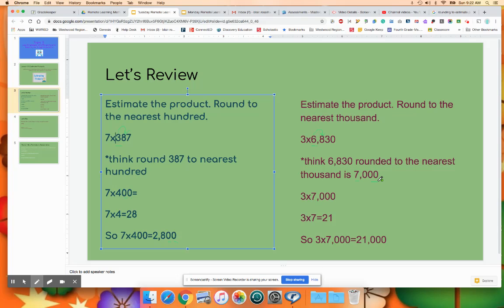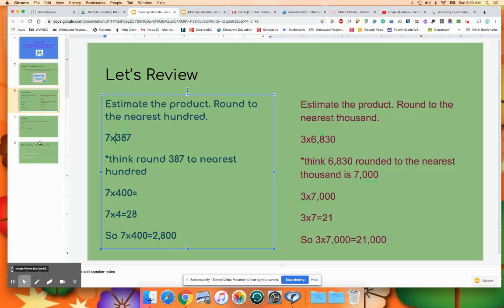All right, and remember, if you think of it on a number line between 6,000 and 7,000, 6,830 is closer to 7,000, right? So then our problem becomes 3 times 7,000. And our basic fact is 3 times 7, which gives you 21. So then for 3 times 7,000, I have my basic fact, and then I'm going to add 3 zeros because there are 3 zeros in my question. So the estimated product is 21,000.